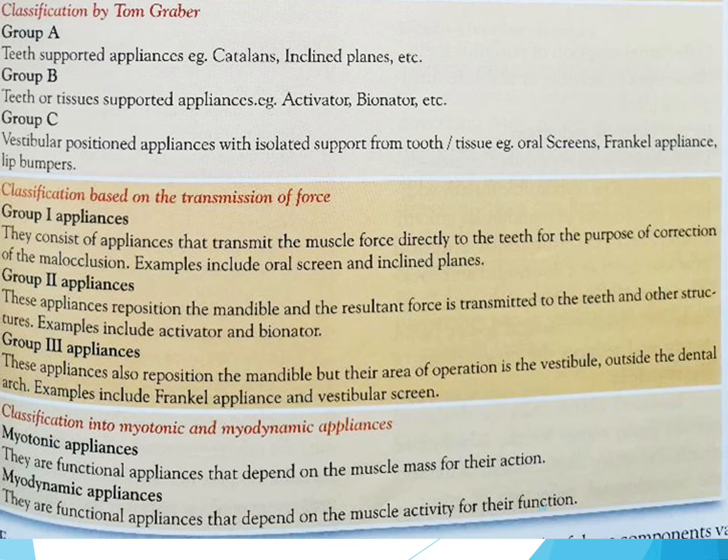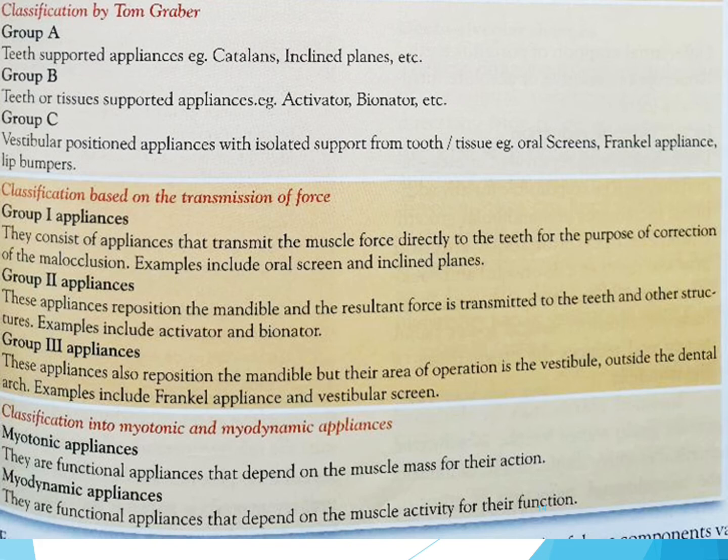The third one is the classification by Graber. The classification is divided into 3, which are Group A, B, and C. Group A is the teeth-supported appliances, for example, Catlan's appliance and inclined planes. Group B is teeth or tissue-supported appliances, for example, the activator and bionator. Group C is the vestibular position appliances with isolated support from tooth or tissue, for example, oral screens, Frankel appliances, and lip bumpers.